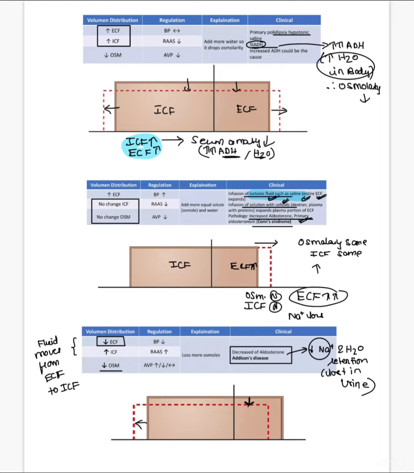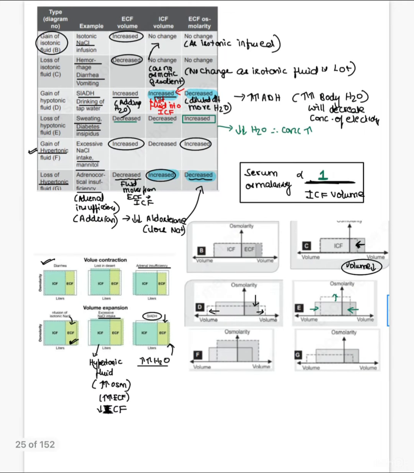Now seeing this one, guys, what happens in this graph? Here ICF has increased, ECF has come down, and the serum osmolarity has also come down. So basically this is due to Addison disease, where there is a decrease in aldosterone, so decreased sodium and water retention. As a result, due to loss of the sodium, extracellular fluid volume decreases, intracellular volume increases, and serum osmolarity decreases. So this is your Addison disease graph, guys.